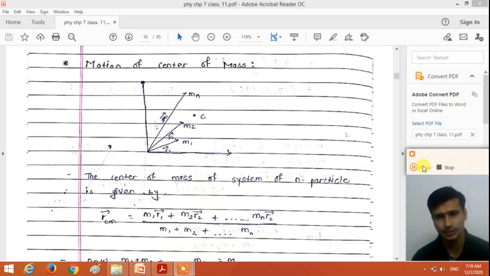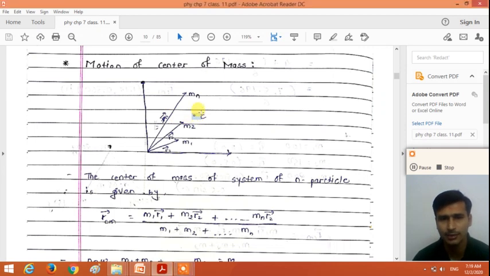So, dear student, let us talk about the motion of the center of mass. You know what we mean by the center of mass: it is a point at which the whole mass of the system of particles is concentrated. And how can we calculate it? Consider a system of n particles having masses m1, m2, m3 up to mn, with position vectors r1, r2, r3 up to rn. In this system of n particles, the center of mass is a point at which the whole mass of the system is concentrated.